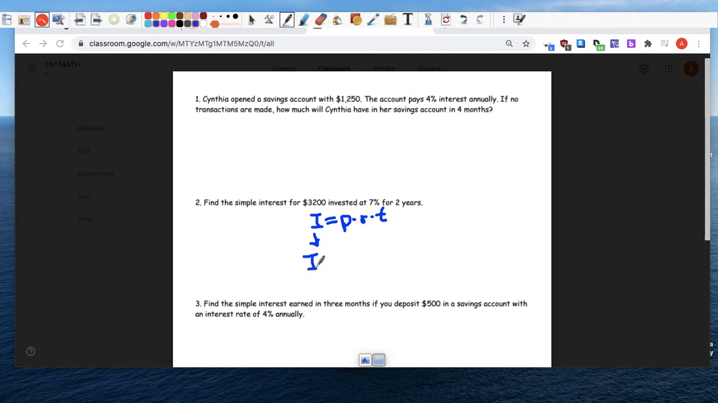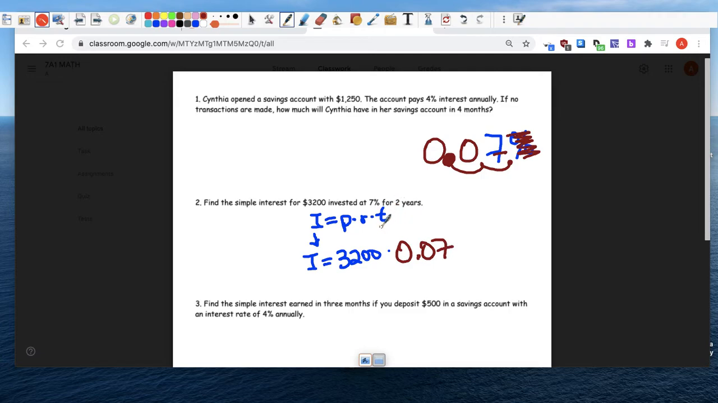Interest is lo que queremos, what we want. The principal is 3,200. Money deposit. The rate is 7%. So 7% cambiamos. So it's going to become, se bota el punto, where's the decimal? Here. Muévelo, 1, 2. Espacio vacío, put a 0, put a 0. So 7% is 0.07.